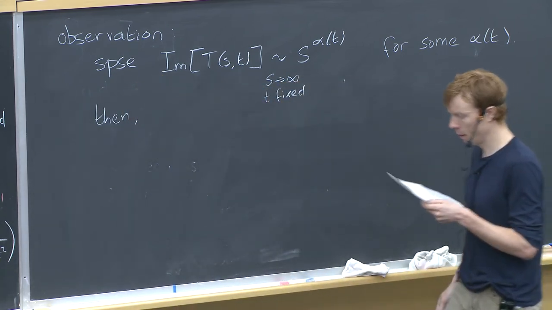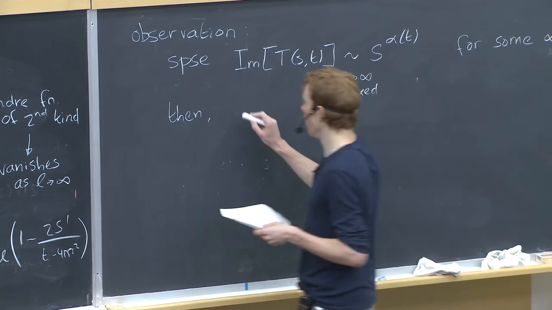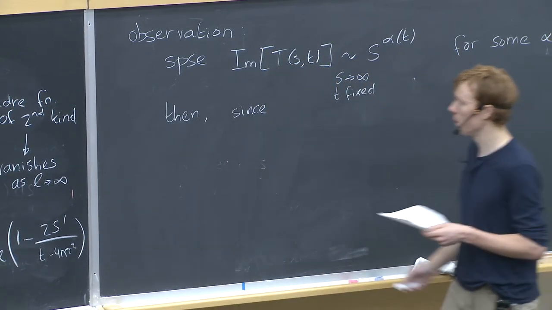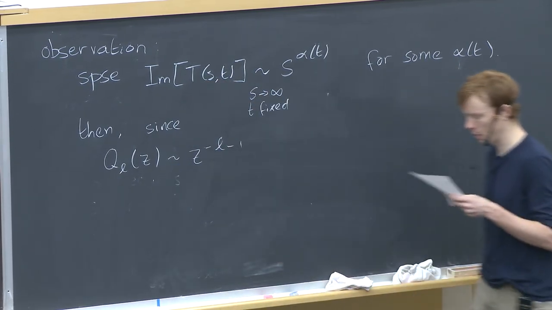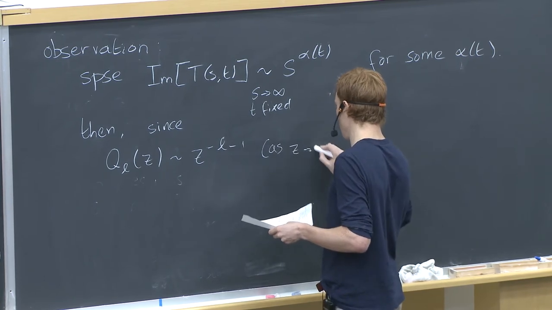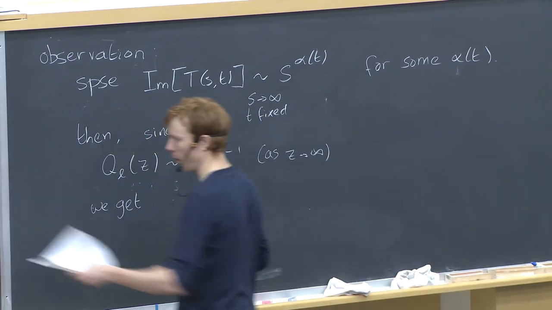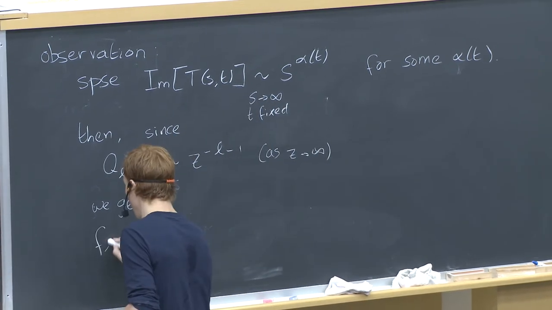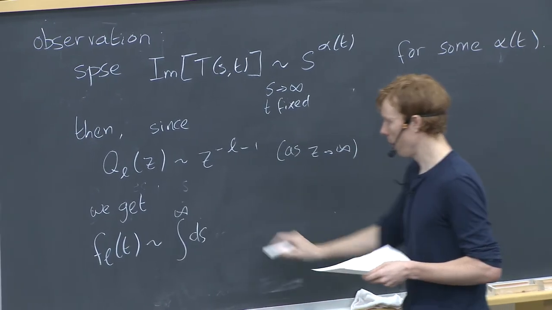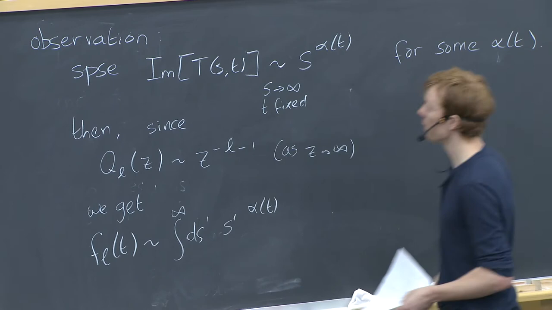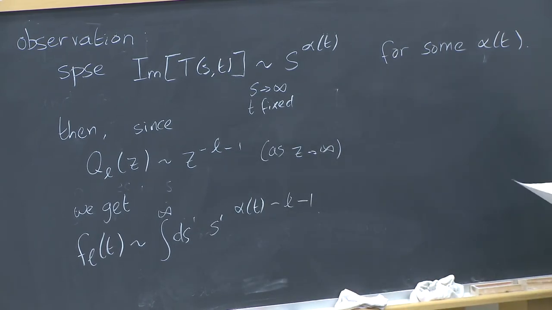Then what happens? Well, we are going to look at very large s, so let's see what happens here. We have to look at the Legendre function of the second kind for very large s, which you can look up, vanishes as fast as 1 over z to the minus L minus 1 as z goes to infinity. And so we get, if we make L complex, that F_L of t behaves as an integral, looks a bit like an integral over s prime, with, for very large s, this s prime to the alpha of t minus L minus 1 from the Q_Ls. This is roughly what it looks like.